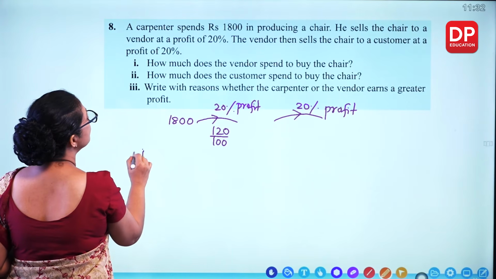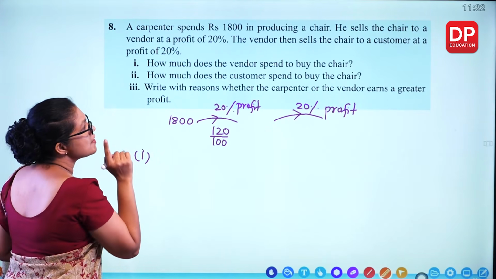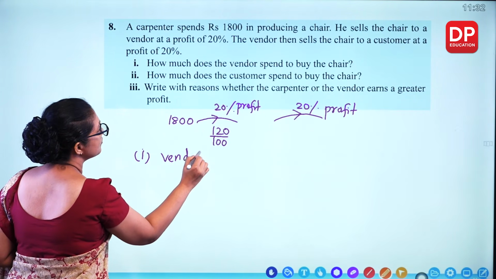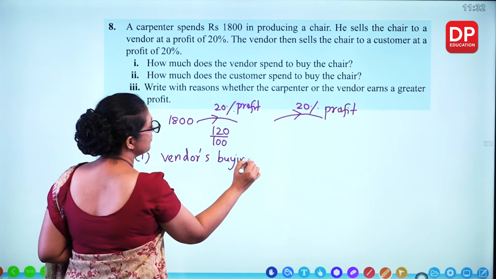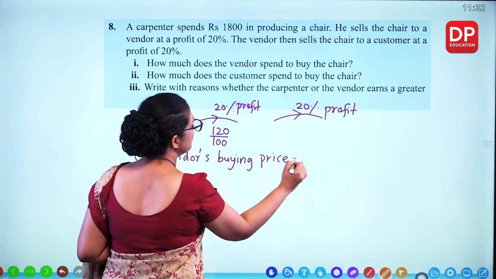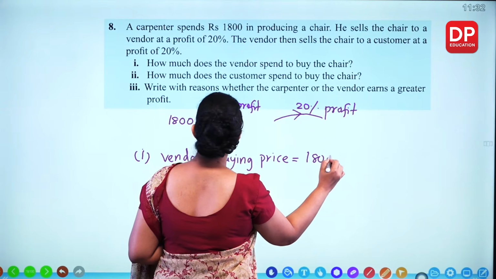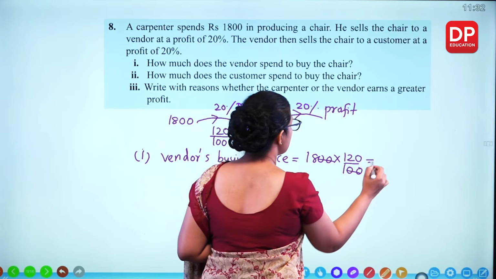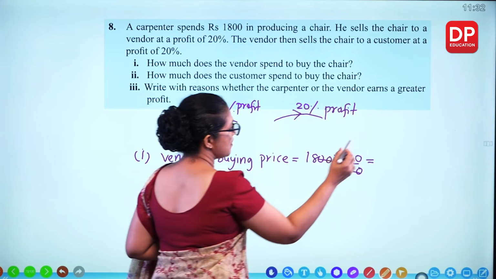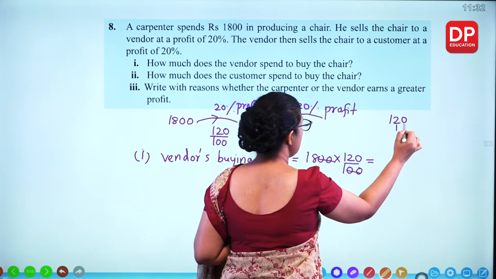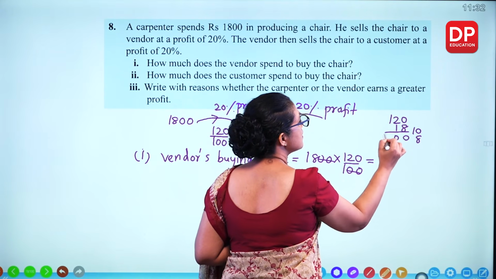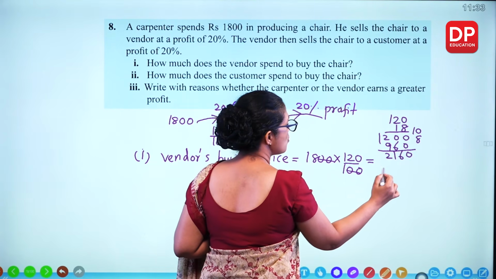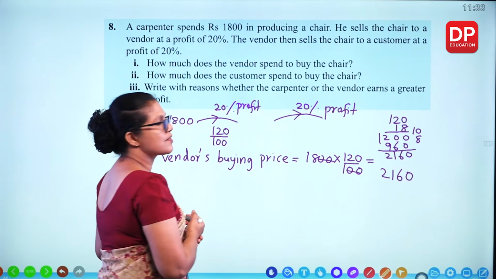How much does the vendor spend to buy the chair? Vendor's buying price is 1,800 into 120 over 100. So you get, multiply 120 into 18, 10 and 8. So when you add it, 2,160 rupees.